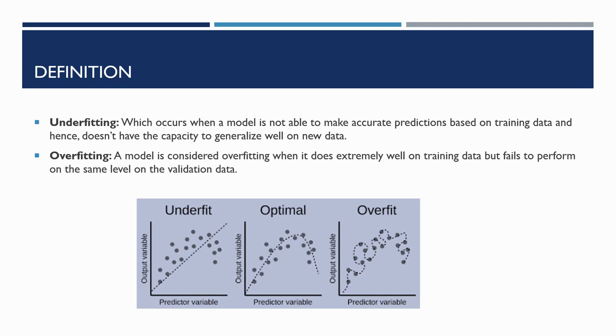We can see from the plot where we have plotted the predictor variable on the x-axis and the output variable on the y-axis. Here we can see the straight line which shows underfit, the second one is optimal, and the last one is overfitting.